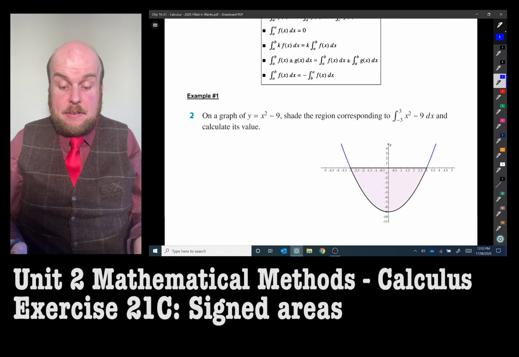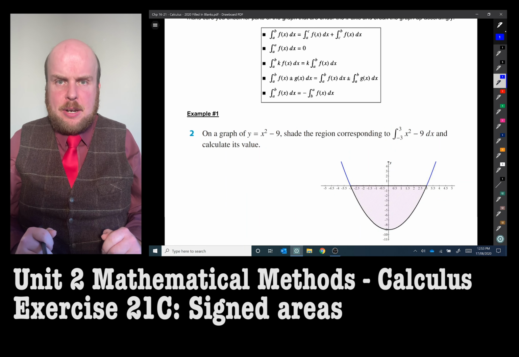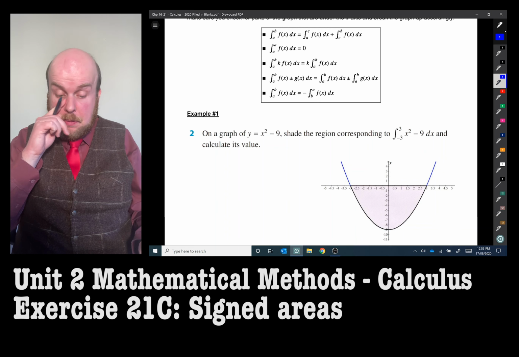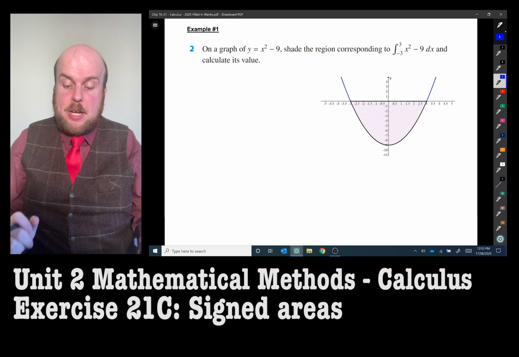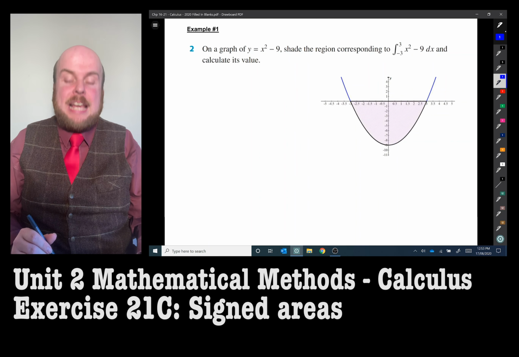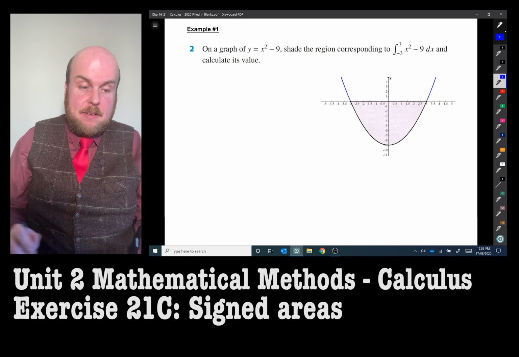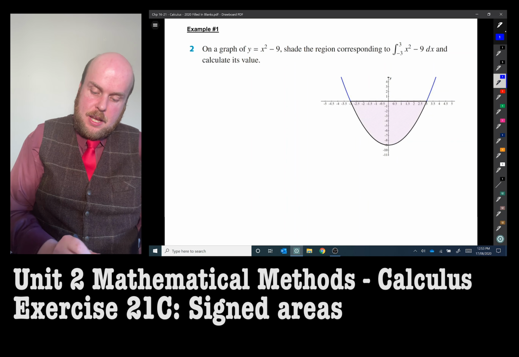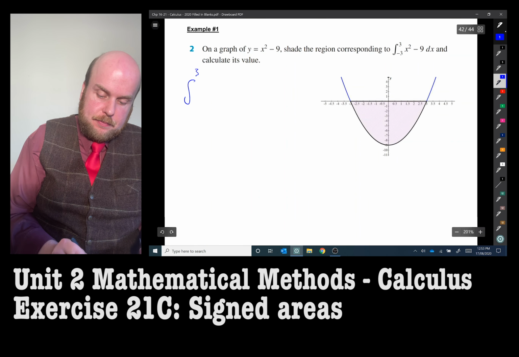We've got a variety of different formulas to remind ourselves about antiderivatives, but let's just get started with some examples. So example 1, on a graph of y equals x squared minus 9, shade the region corresponding to this particular integrand and calculate its value. So we want to find the area of this. So we're going to go and do the antiderivative.